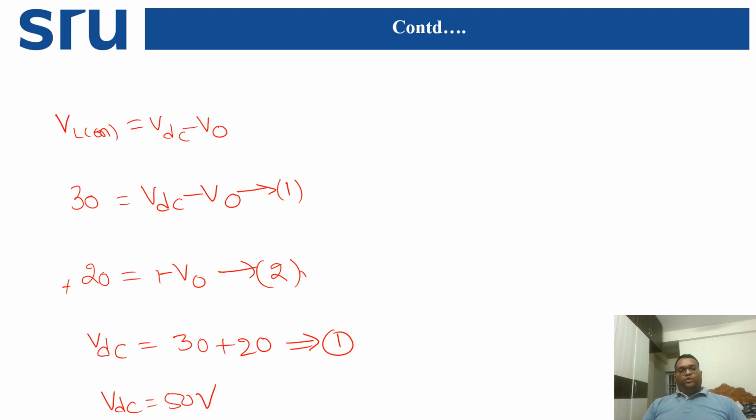So we know the output voltage and we know the input voltage. Suppose you have any confusion, you can write in a different manner. Directly you can get it from these waveforms. How? 30 is equal to VDC minus V naught. As I told you, V naught is 20 volts. So VDC is equal to 30 plus 20. That is what I have written here.